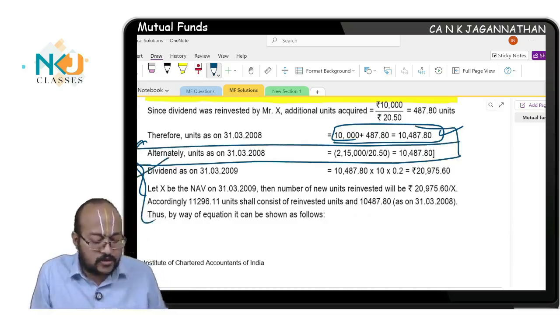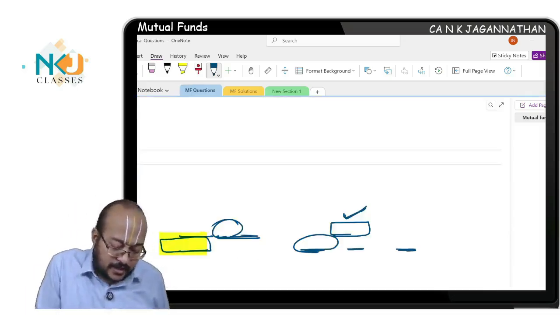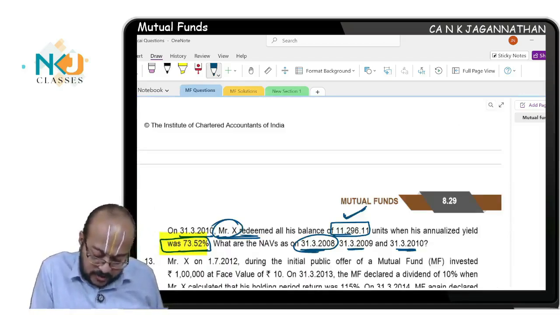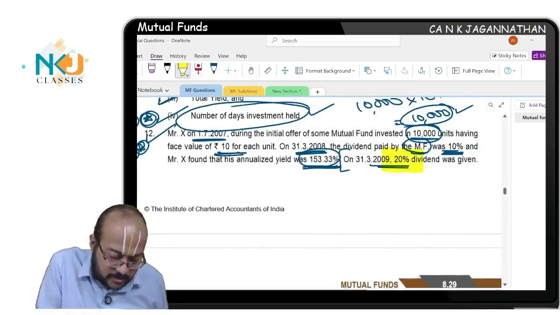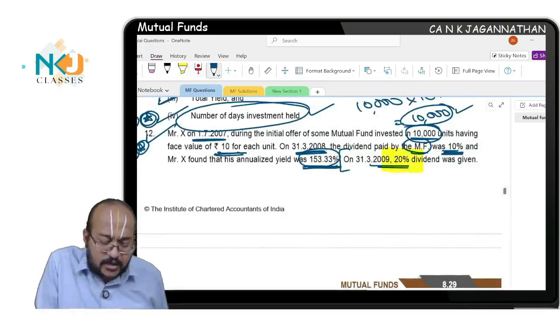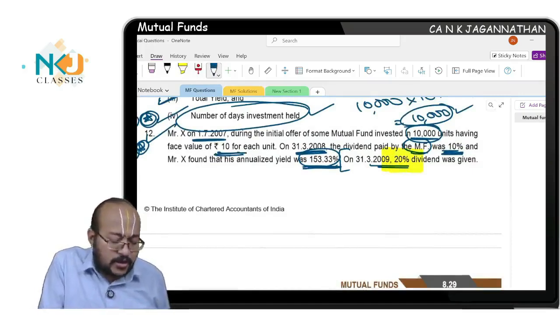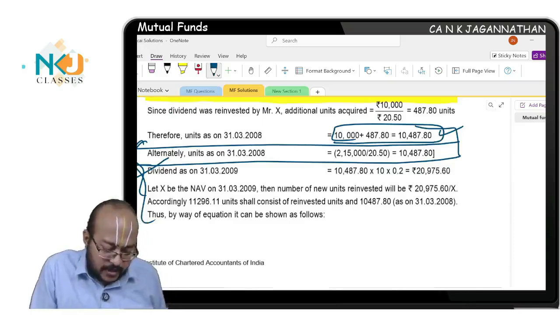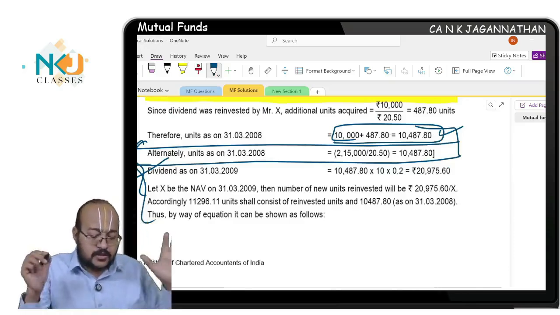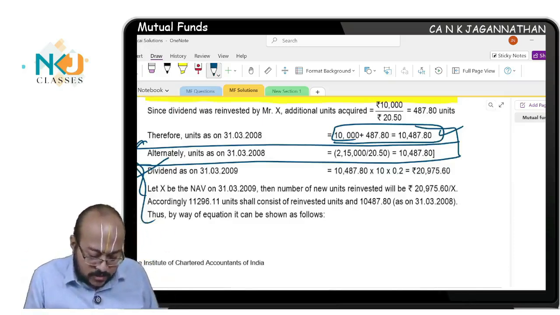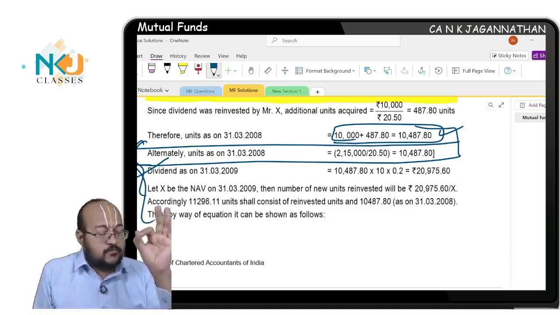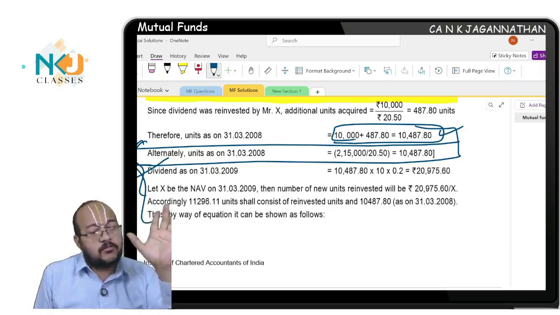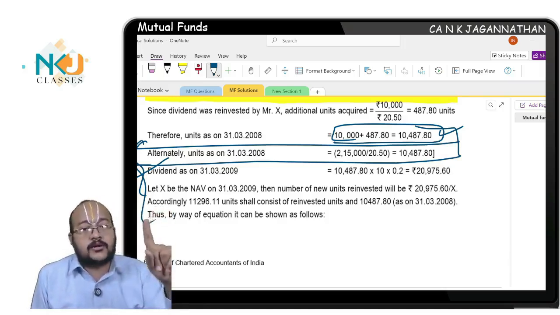Dividend as on 31/3/2009, second year end, you are getting a dividend of how much? One more dividend, 20%, which means effectively, 10,000 units into 10 face value, into 20%, and then you will get 20,000 as dividend. Are you all understanding? So how much is the dividend? See here, if 10,000 was the number of units outstanding, you will get 20,000 as dividend.